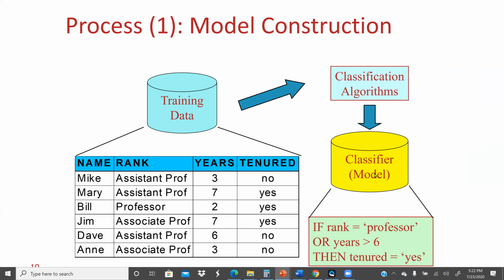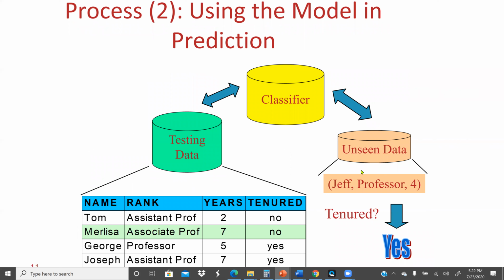So we need a training model. We need to train our model with our data set to build it. After that, we use the test set. That's the second step: use the test set to test it. So we have the model built. We use the test data on the classifier to see the accuracy of the model.